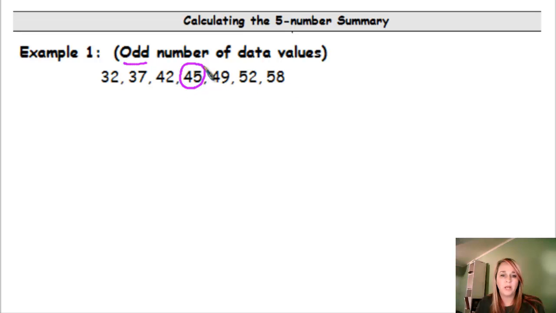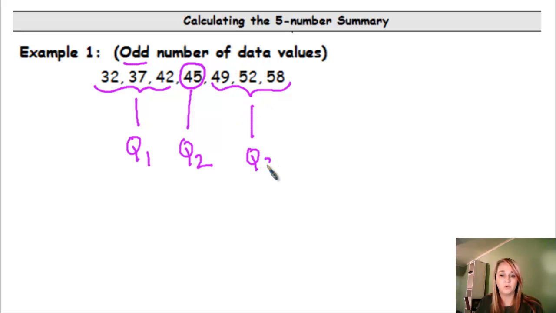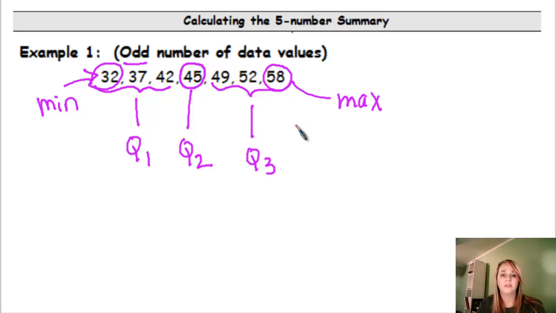So this one right here, that is my Q2. Now I need to look at the first half to find Q1. It will be the one right in the middle, so this is Q1. Then I look at the other half to find Q3. That's this one right here. It is Q3. This number right here is my minimum. This number right here is my maximum. That's how I calculate the 5-number summary with an odd number of data values.